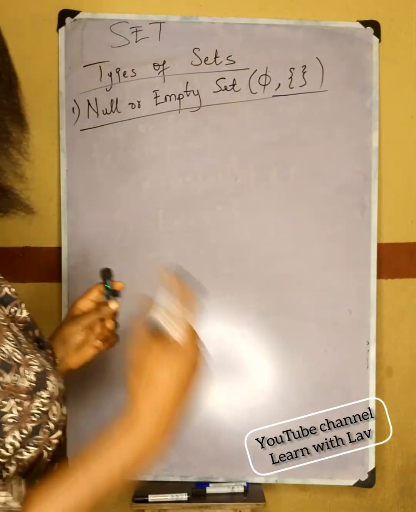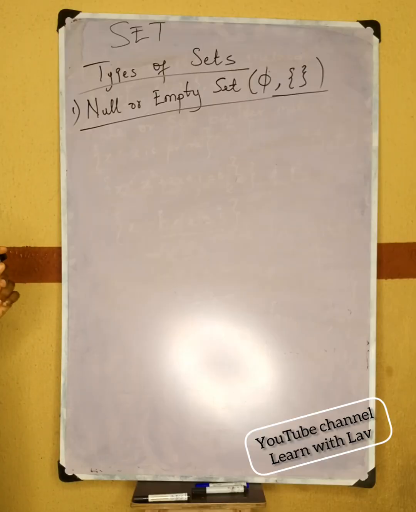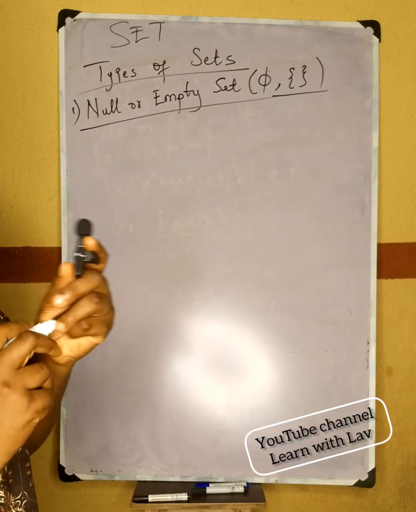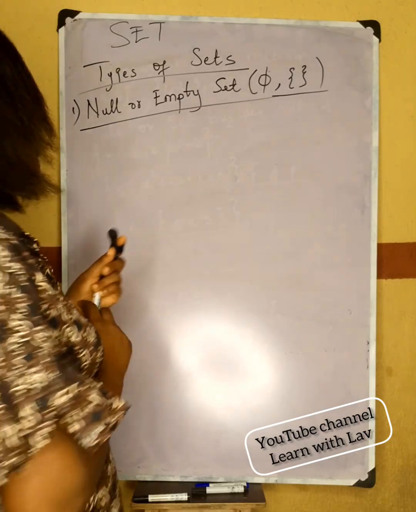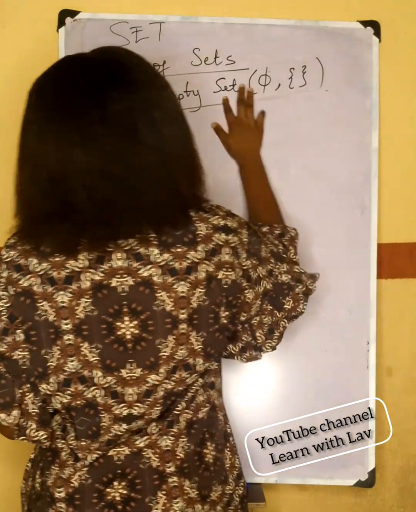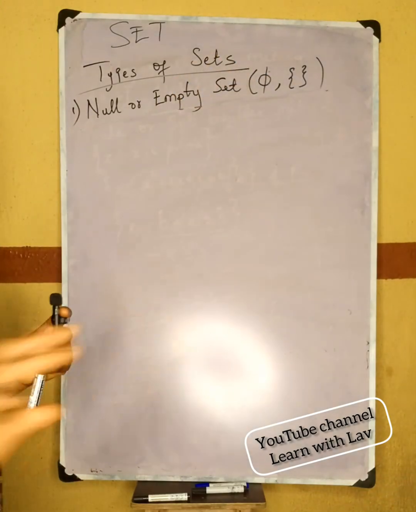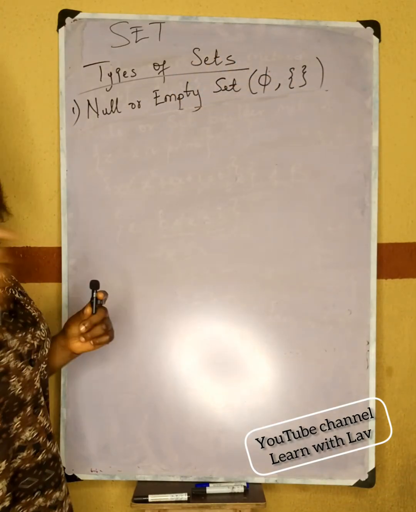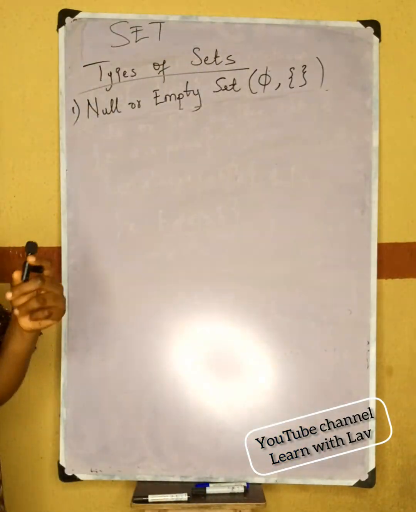Either you write 0 and cancel it, or you just write an empty set, like a set that has nothing inside. So when you see that, you know we're talking about an empty set. This type of set is just saying this is a set that has nothing inside it. A set that has nothing inside it, that's an empty set. If you see any set that has no elements, it's empty.